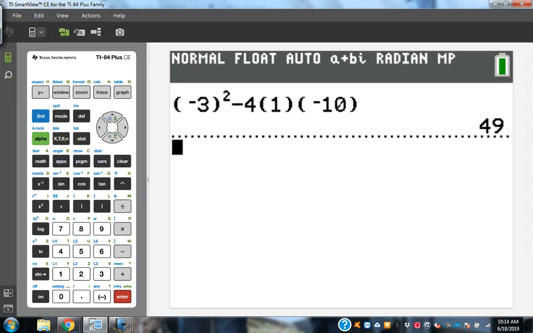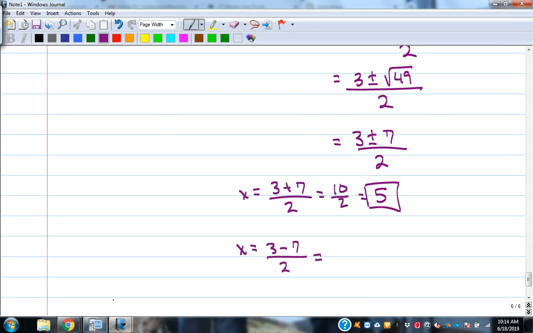3 minus 7. -4 over 2 ends up being -2. I got two answers. I got x equals 5 and x equals -2 out of that.